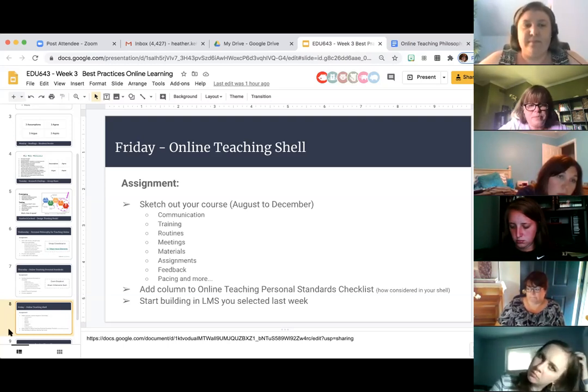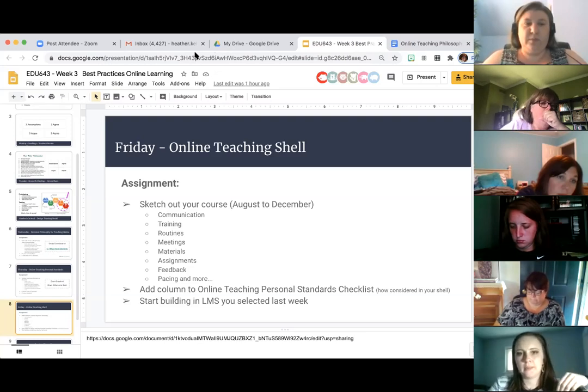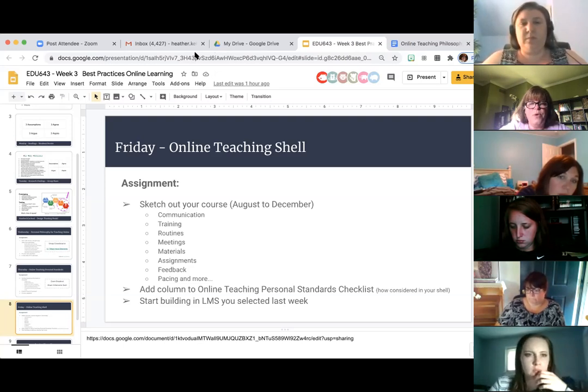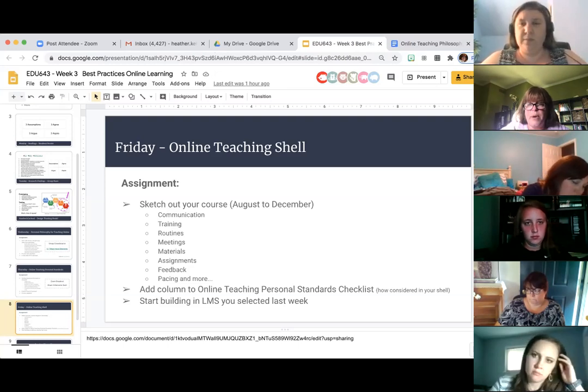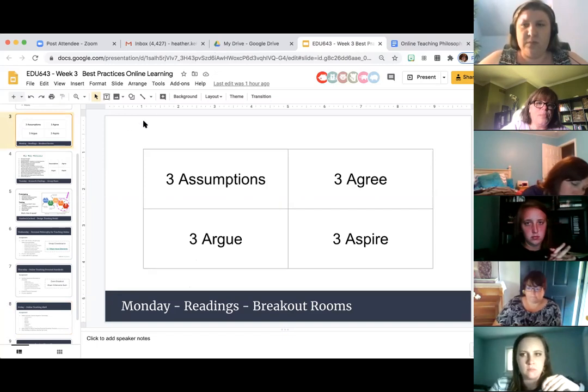I have a quick question about the column indicating how you consider your shell. Where is that going? So you have a document and you're just going to add one more column to it on the right-hand side. Which document? It's your personal standards document, your Thursday document.